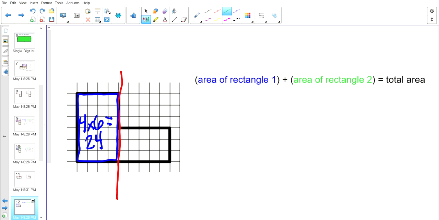Now let's turn our attention to the second rectangle, which I'll outline in green. Let's count the sides to see how wide and long this rectangle is. Please count with me. 1, 2, 3, 4, 5. This rectangle is 5 squares wide. Now let's count and see how long it is. 1, 2, 3. This rectangle is 3 squares long. That means that it's a 5 by 3 rectangle. The area of a 5 by 3 rectangle is 15 square units.